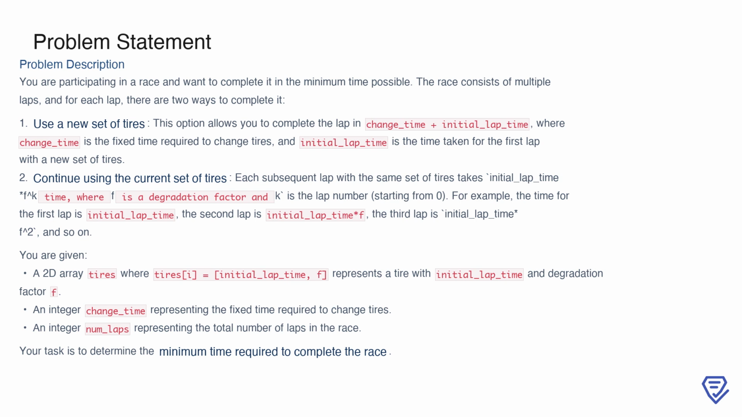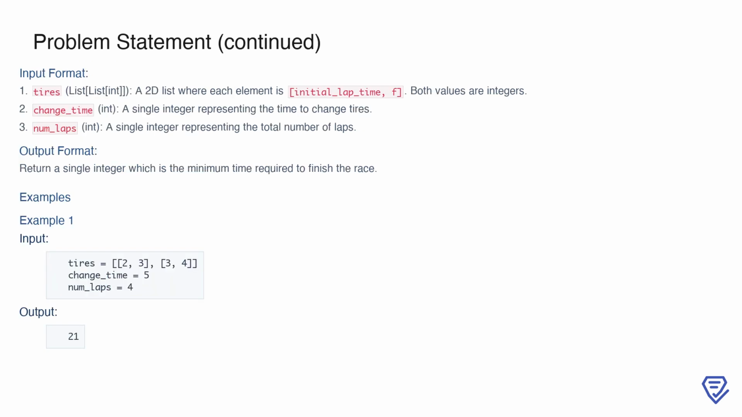Your task is to determine the minimum total time needed to complete all the laps, given specific details about the tires, the time to change them, and the total number of laps in the race. Now, let's break down the input and output formats for this problem. The input includes three components. First, there's a list of tires, where each tire is represented as a pair, initial_lap_time, f.